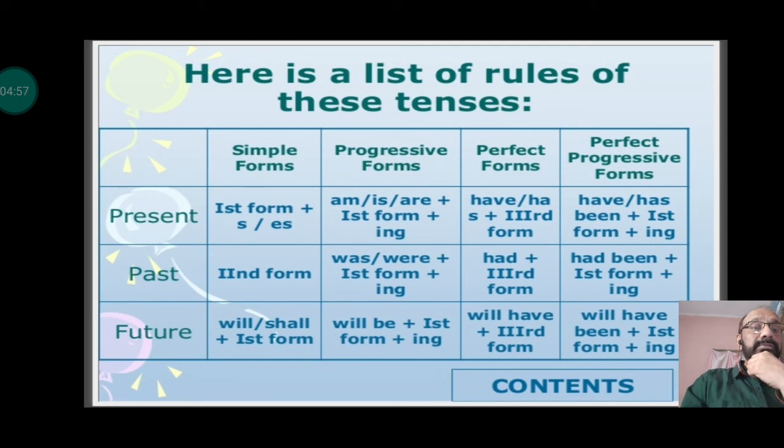In the case of perfect, will is followed by have, and in the fourth case, perfect continuous, it will be followed by been.